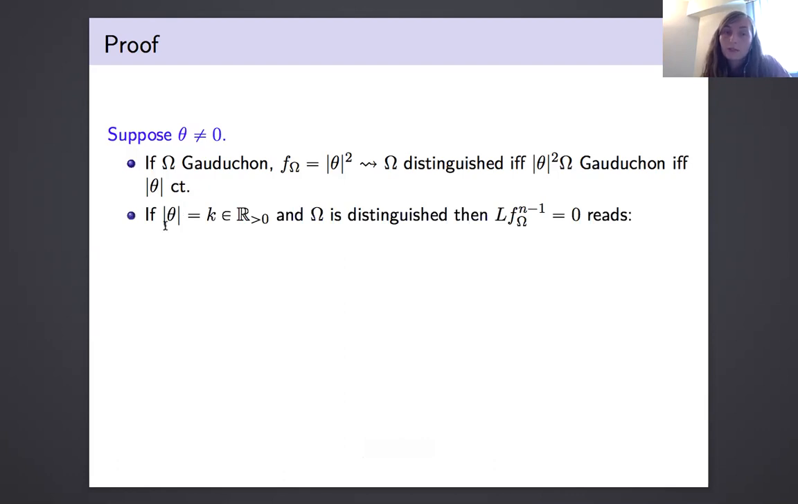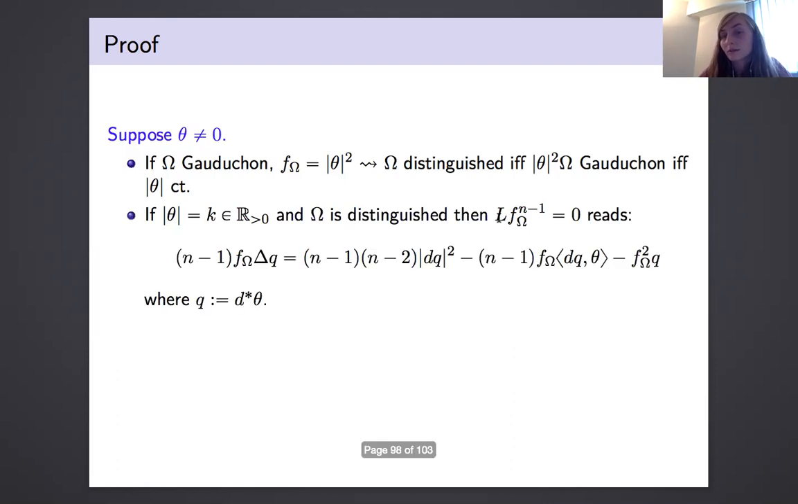Conversely, when we suppose that the norm of the Lie form is constant and positive, and we suppose that omega is distinguished, then I recall to you that we knew that this f to the power n minus 1 had to be in the kernel of this operator. And you can rewrite this formula in this manner. And then you again use a maximum principle. And so here Q appearing in this formula is the codifferential of the Lie form.